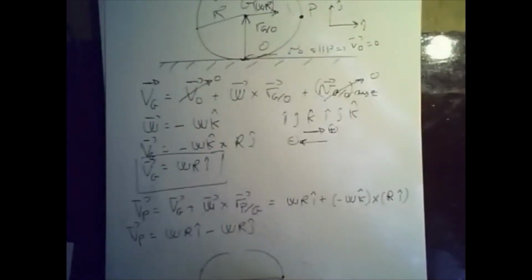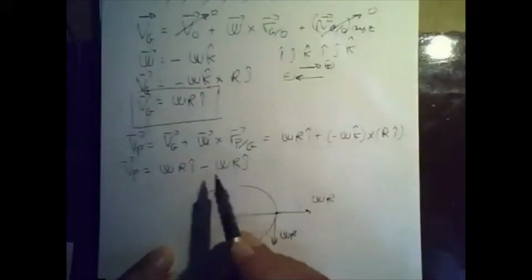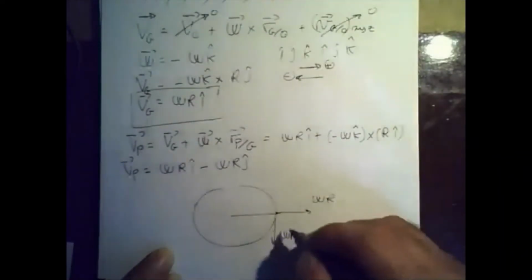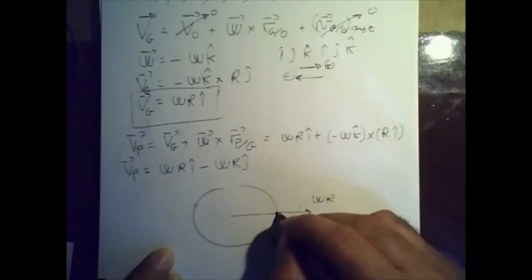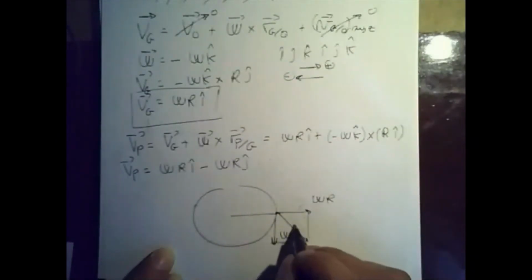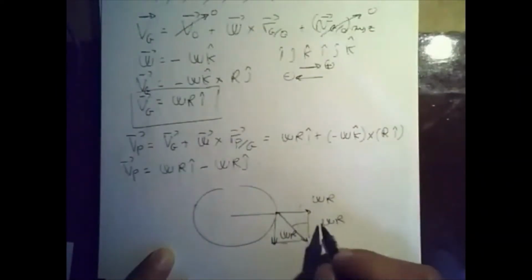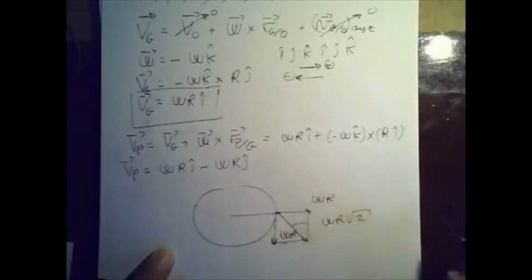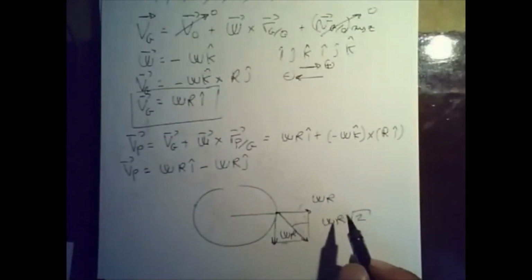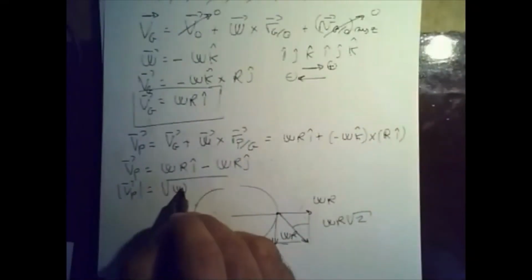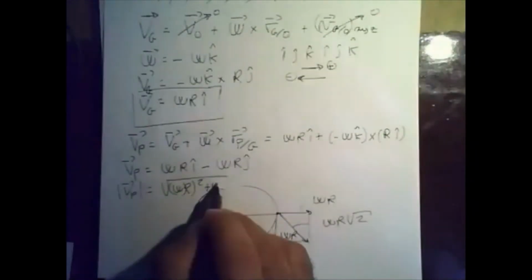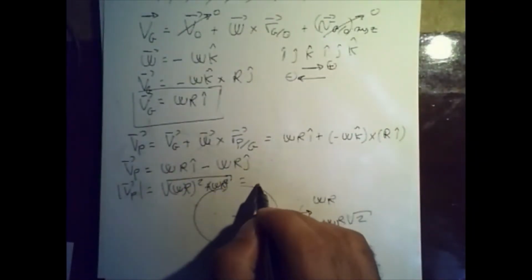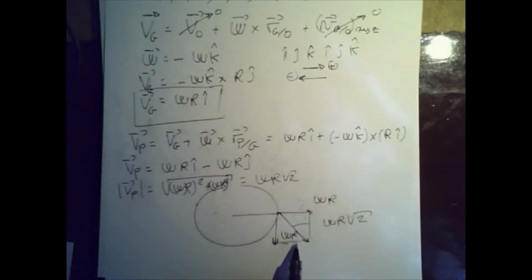If this point is here, it's going to have a downward component omega R, and then it's going to have a component like that, also omega R. So this is your omega Ri, and then this is your omega Rj. Your total velocity vector at this point is going to be in that direction, and the magnitude of Vp is going to be equal to the square root of omega R squared plus omega R squared, which is equal to omega R square root of 2. This is the total velocity vector.